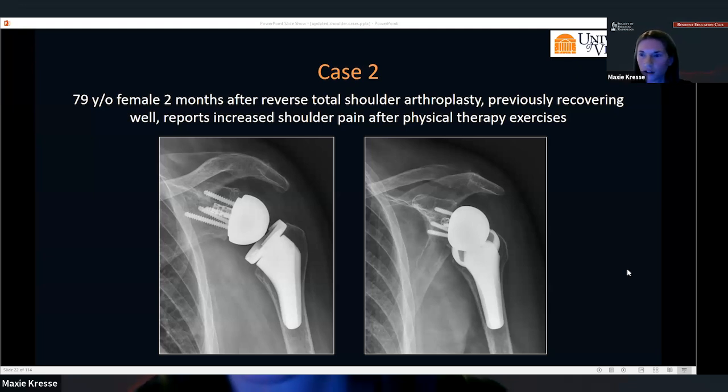Okay, sure. Okay, so moving on to case number 2. So this is a 79-year-old female, has a reverse total shoulder arthroplasty, was initially doing well, but then about 2 months later, is feeling like increasing pain with physical therapy. So, started ramping up physical therapy and now having pain. Does anyone have any thoughts?